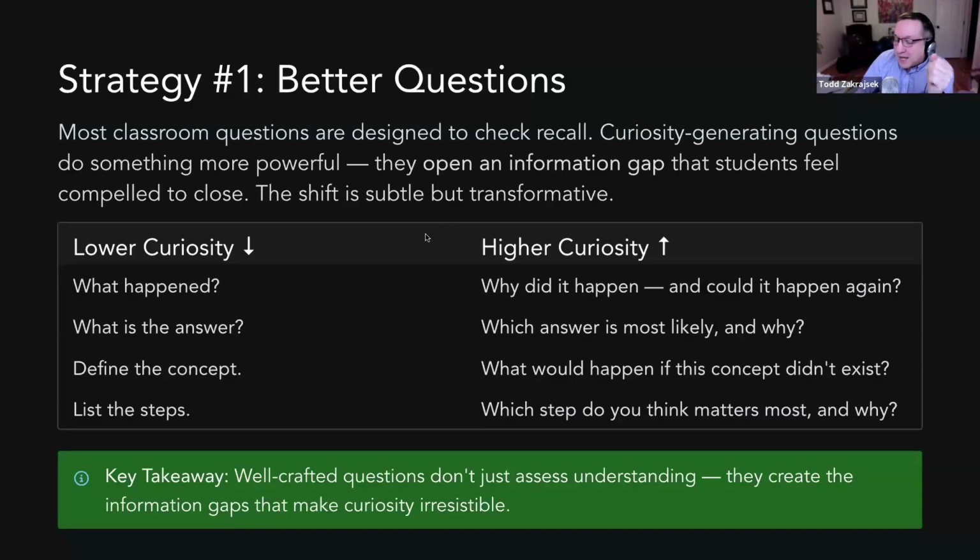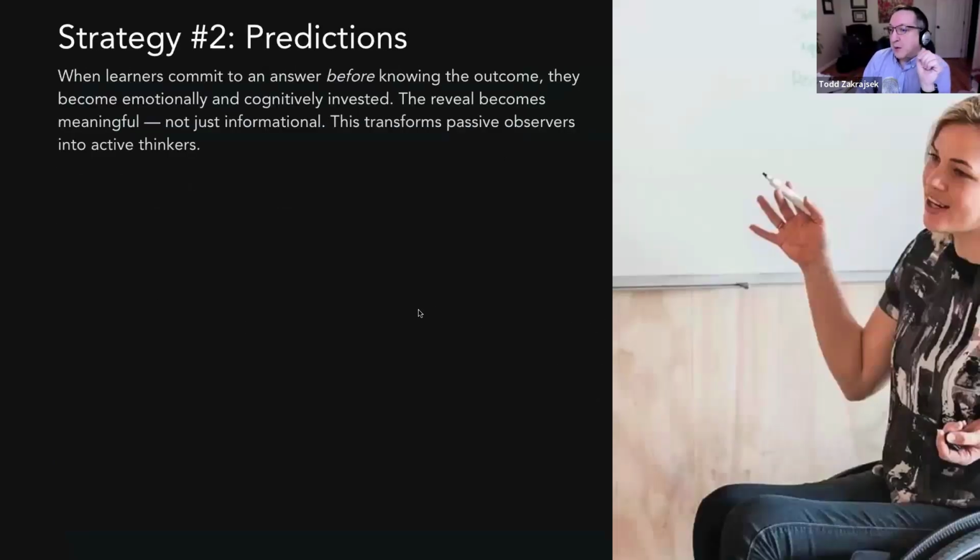That's hilarious. So the takeaway from all of this is that asking a good question can make a huge difference. But that's one of the big things we have to be looking at, is how we ask the question. A second one is predictions. When you commit to the answer, when you can commit to something.